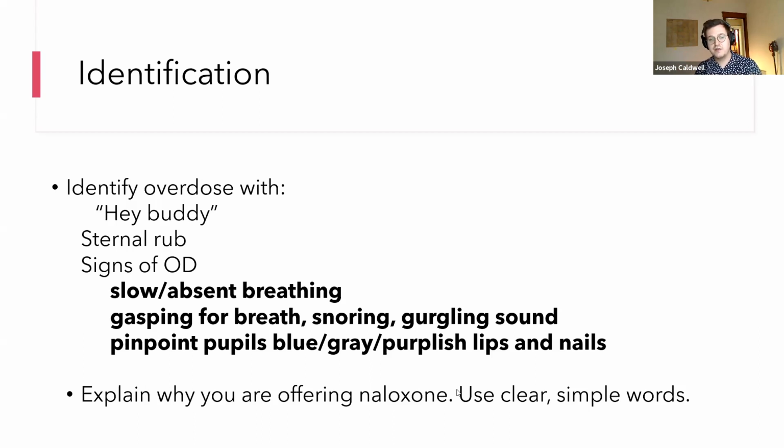But again, if there's slow or absent breathing, the individual might be gasping for breath or having a snoring or gurgling sound. If you're able to see their pupils and they are pinpoints, again, what we talked about with some of these risks, the blue or gray, purplish lips and nails, it might be time to administer naloxone, especially if they're not responding. Really important to explain why you're offering naloxone and to use clear and simple words.